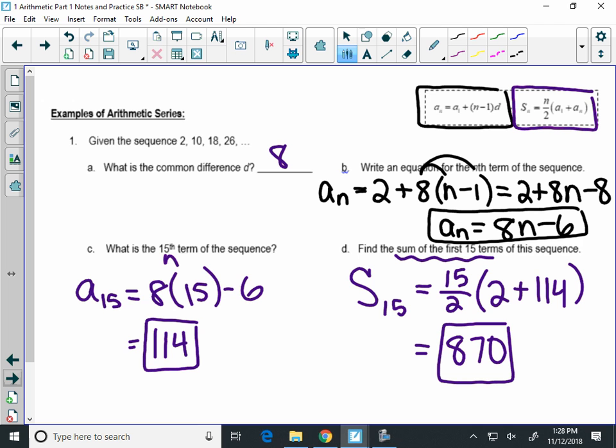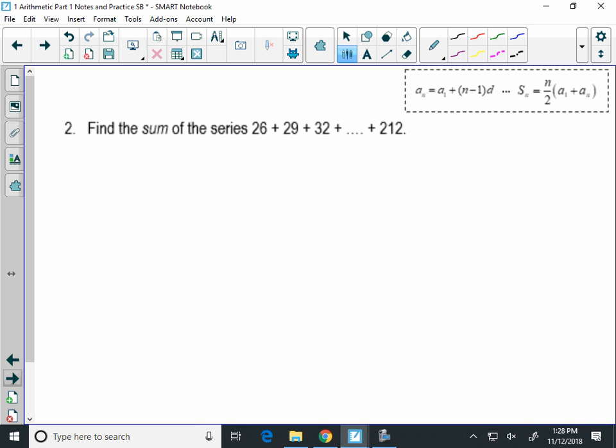Alright, now let's switch it up. We have 2 more we're going to do. We okay with this one? Yes. Okay, that's just a straight find the sum. What if I now say find the sum, so I'm still using that S sub n formula, of the series 26 plus 29 plus 32 plus up to 212.